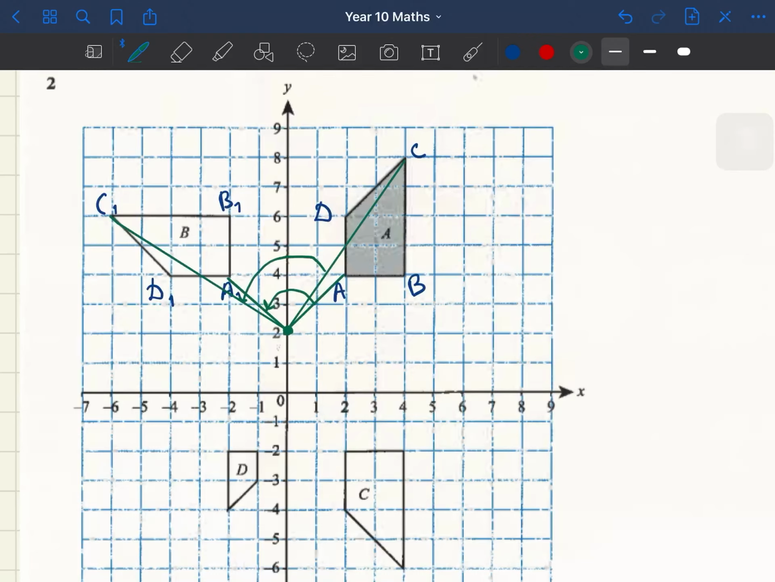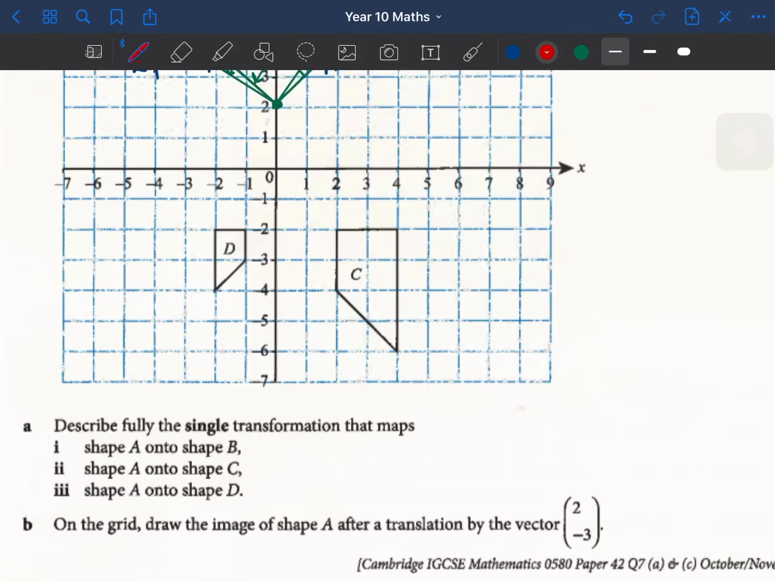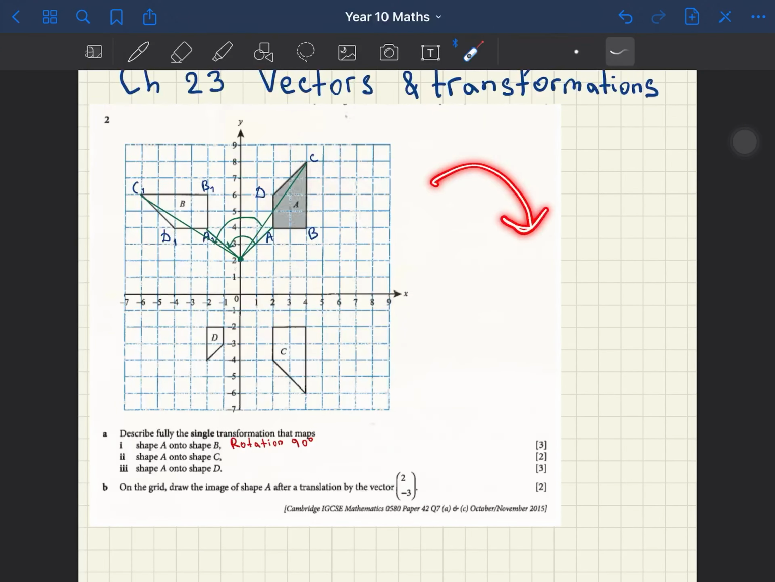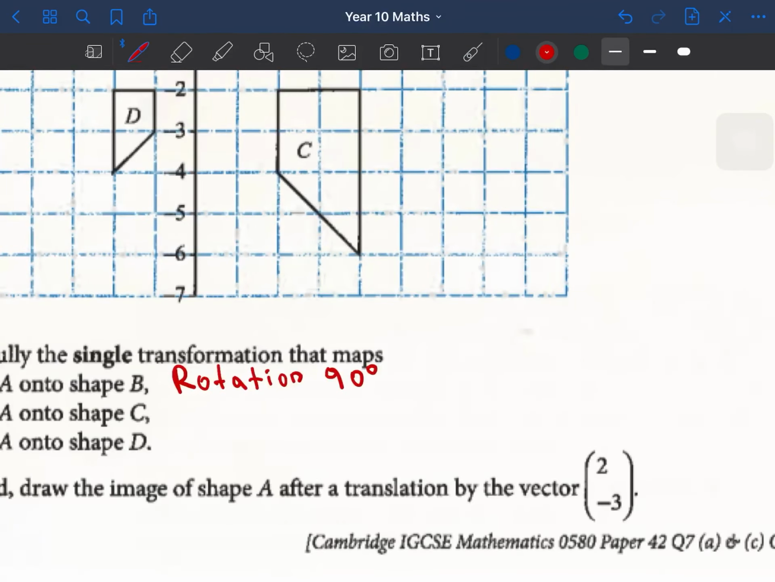And what rotation is this? It's a 90 degrees rotation. Rotation 90 degrees. It's anti-clockwise, so this is clockwise and this is anti-clockwise, right? Rotation 90 degrees, anti-clockwise.